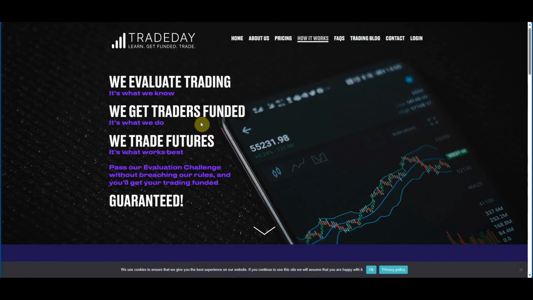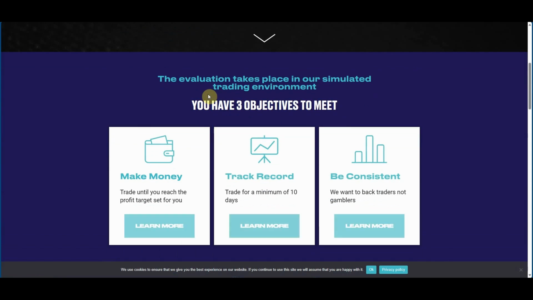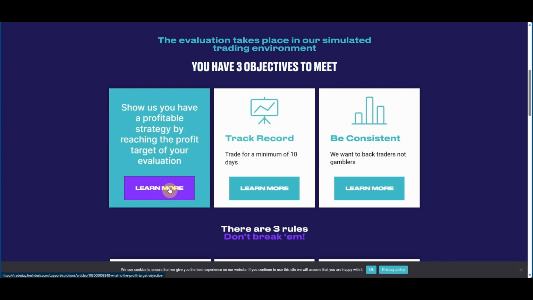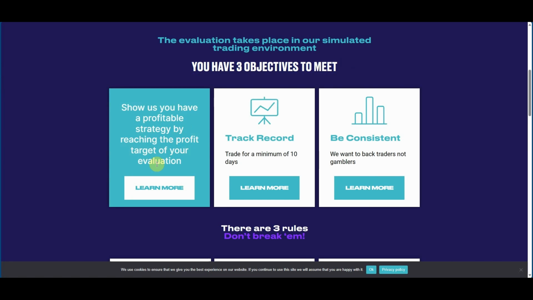You need to make a certain profit target based on the account you select, and you don't want to lose more than a certain amount. Now there's a few more rules that I'm going to go through as well. So here's the 3 objectives. After I hit how it works on the website, I scroll down a little bit and this is what it tells me. So first of all, I've got to make money. I've got to make a profit based on the account, and it'll have a certain profit target which I need to meet. We'll go over that shortly.